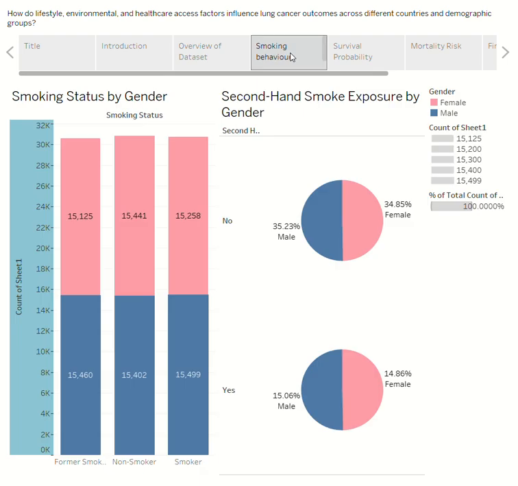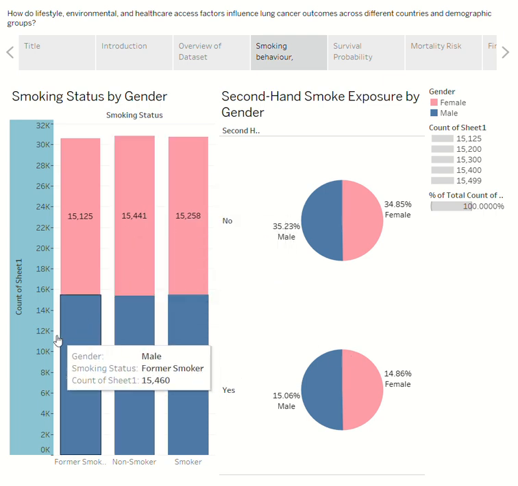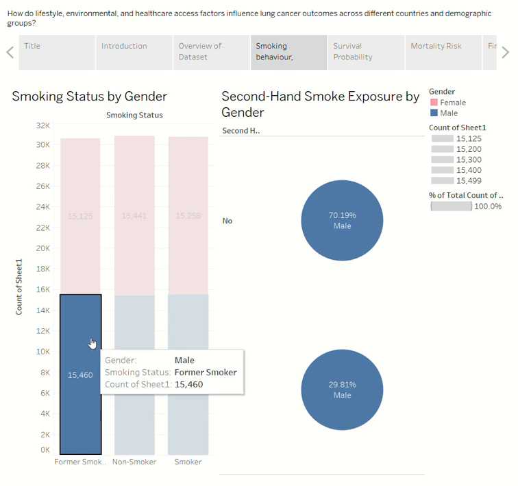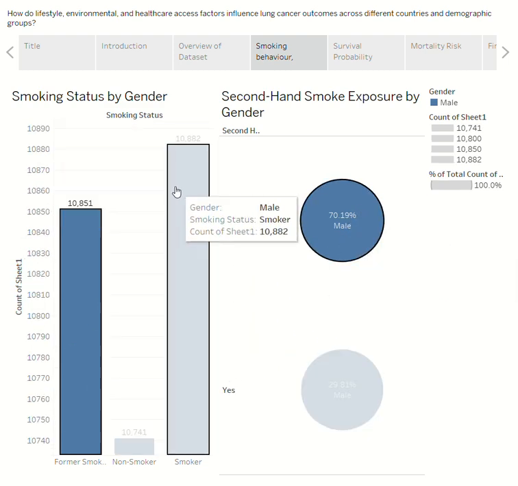Okay, now let's move into visualizations and insights. Smoking behavior and environmental exposure. The smoking status by gender stacked bar chart does not show significant differences. Second-hand smoke exposure by gender pie charts indicate a male dominance irrespective of whether environmentally exposed or not. However, what I uncovered is discussed later under the findings. If you select one like this, you can see the interactivity.